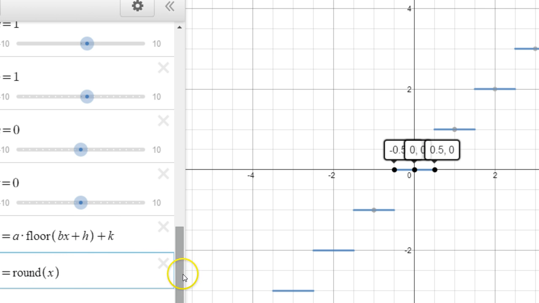Just know your rules. The A controls the vertical stretching. The B controls the horizontal compression, in other words, are you squeezing. The H moves left and right, but opposite of what you think. And the K moves up or down, just the way you think. Now, if A is negative, you would flip the entire thing about the y-axis. I'm sorry, the x-axis. And if B were negative, you would flip the entire thing about the y-axis. So that's kind of cool to know.